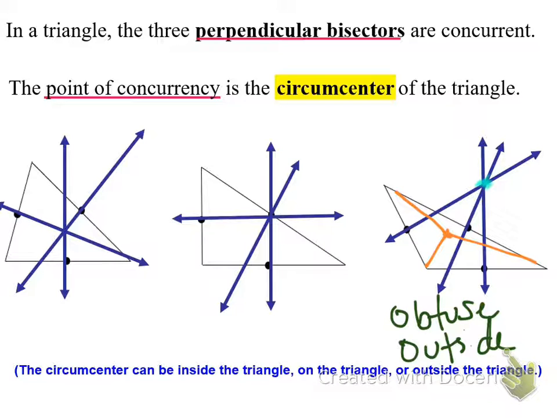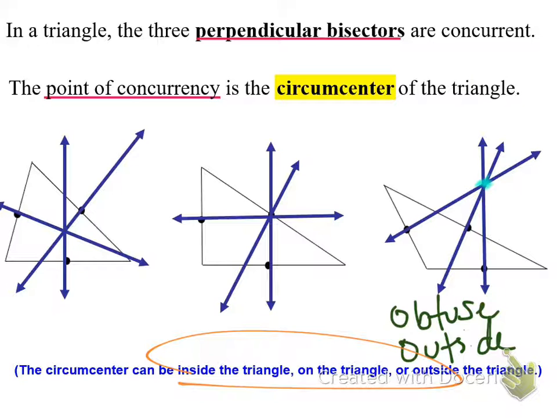And then the same thing with the right triangle. So you do have to know this portion: when a circumcenter is inside the triangle, when it is on the triangle, and when it is outside. Okay, so make sure you know that for your quiz. We're going to have a quiz. I think it's the Tuesday we come back from Thanksgiving.